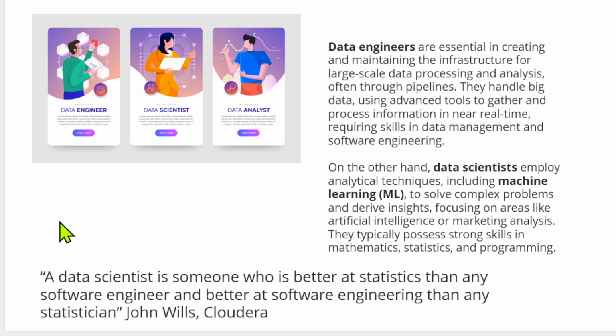Then on the other hand, we have data scientists. This is what I do. We employ analytical techniques and we use machine learning, which is the fundamental basis of artificial intelligence, to solve very complex problems and drive insight. Everything from AI to market analysis. We have to be very good at math, stats, and programming to do what we do. The old joke is a data scientist is someone who's better at statistics than any software engineer and better at software engineering than any statistician.